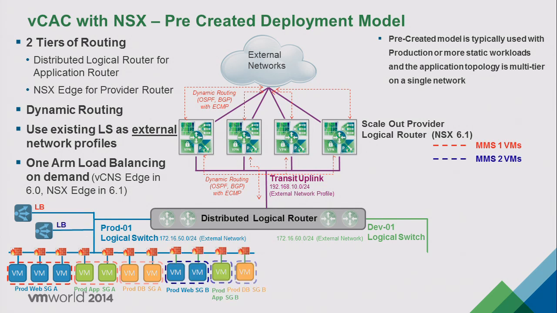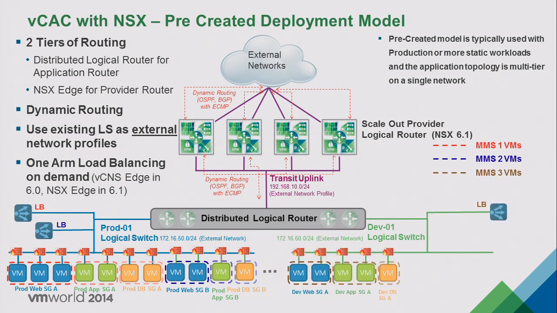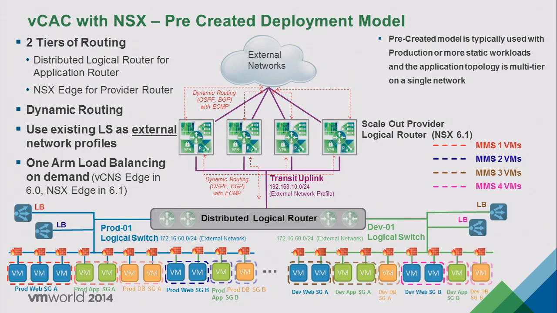And when we come along and deploy the next application, well, it connects to the same network in its own security groups with its own load balancer, and we can just keep scaling out and deploying those applications as long as our external network has free IP addresses. Same thing over on the dev logical switch. Multi-machine service 3 and 4. So you can see how this maps very nicely to that flat network model.